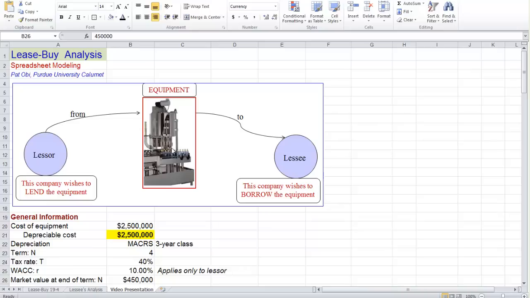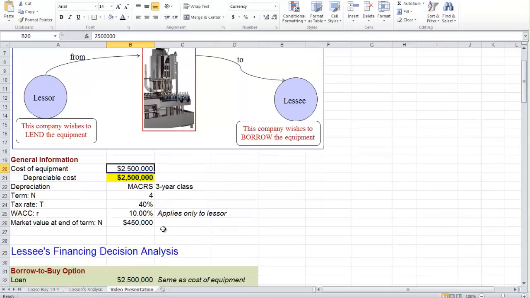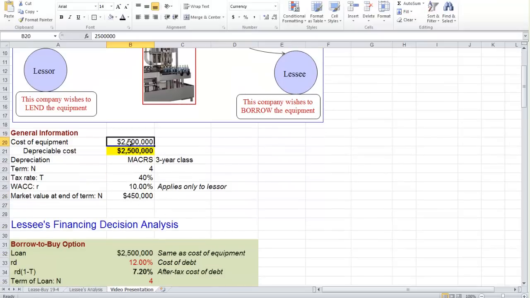In this example, the underlying equipment has a cost of $2.5 million, as I show right here. And the $2.5 million is also the depreciable cost. Depreciation will be based on the modified accelerated cost recovery system for the 3-year investment class. However, the equipment will be used for 4 years by the lessee. Tax rate here is 40%, and the weighted average cost of capital, which we're going to use to discount cash flows for the lessor, is 10%. At the end of 4 years, the projected market value of this equipment is $450,000.